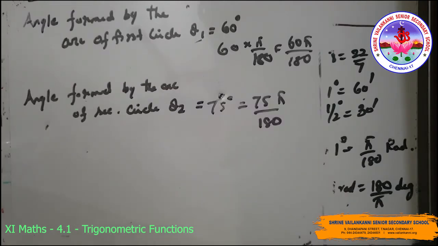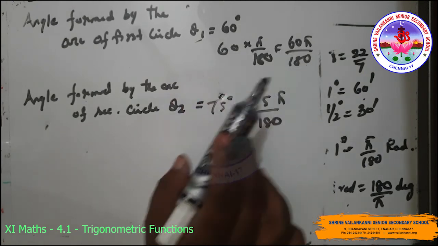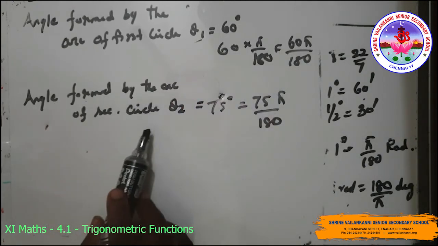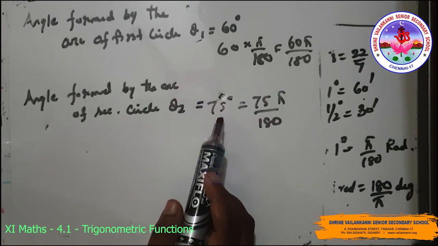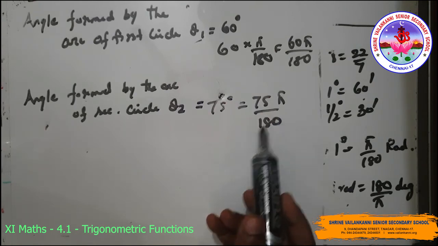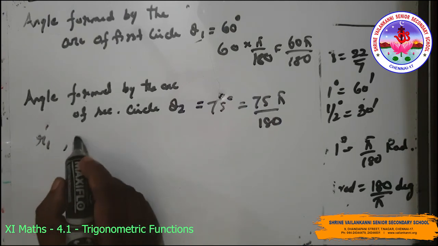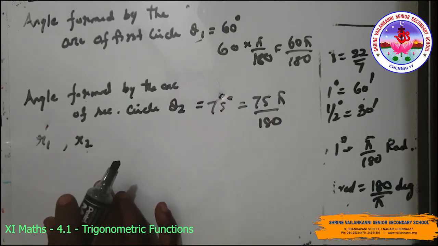Sixth one, if in two circles arcs of the same length subtends angles 60 degree and 75 degree at the center. Find the ratio of the radii. So the angle formed by the arc of first circle theta 1 is 60 degree. Converting it to radians, so 60 pi by 180. An angle formed by the arc of second circle theta 2 is equal to 75 degree. Converting it to radians, so 75 pi by 180. So R1 is the radius of first circle and R2 is the radius of second circle. So we have to find the ratio of the radii.